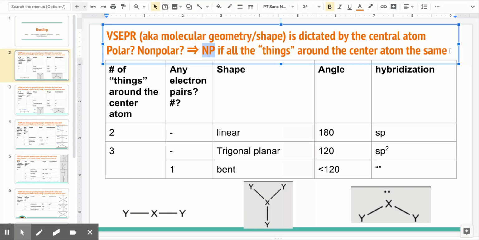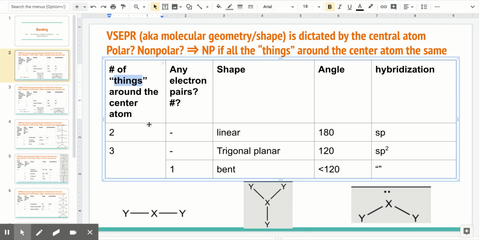atom are the same. Okay, so I keep using the word things because around the center atom you may have bonds to atoms and you may have just electron pairs. So all of those count as a thing around the center atom. So if those are all the same, then we're going to be nonpolar. There are a couple exceptions, but that's a general rule we could go by.